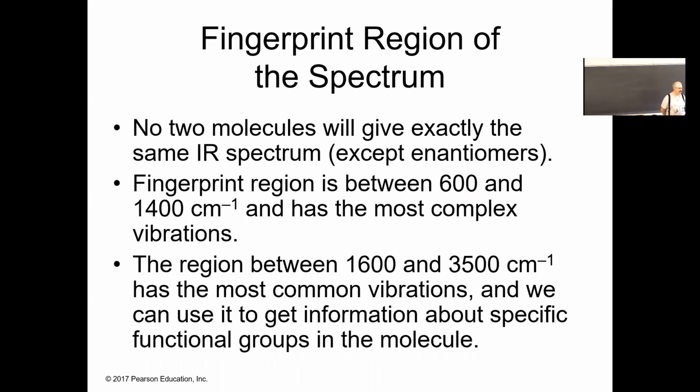No two molecules will give exactly the same IR spectrum except enantiomers. The fingerprint region is between 600 and 1400 wave numbers and has the most complex vibrations. We're actually going to spend most of our time on the region above that.